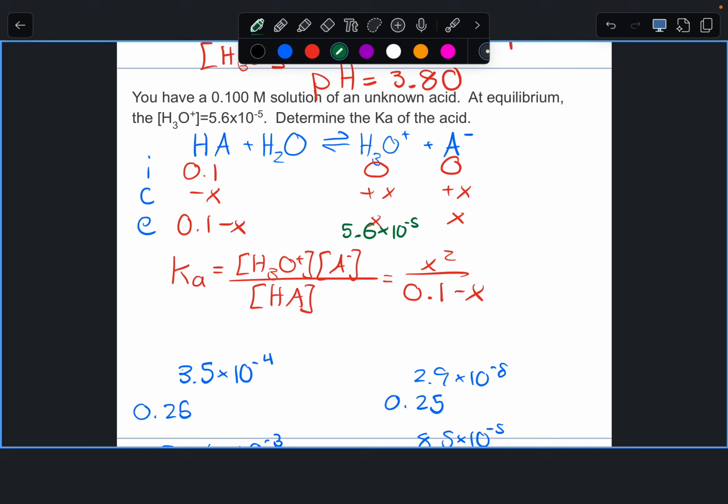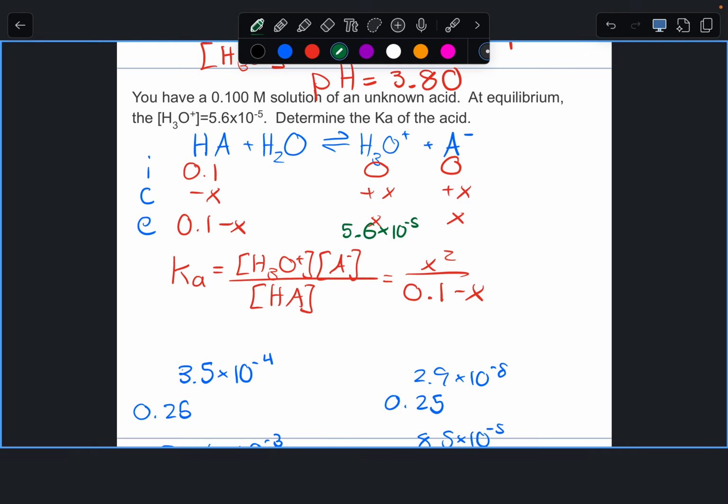You can just plug that value in for all of those X values, because X is equal to X, right? Doesn't matter which X it is. And then you can solve for the Ka. So it's still using the same general approach. It's just taking away one piece of information, giving you another, kind of tweaking the problem a little bit.